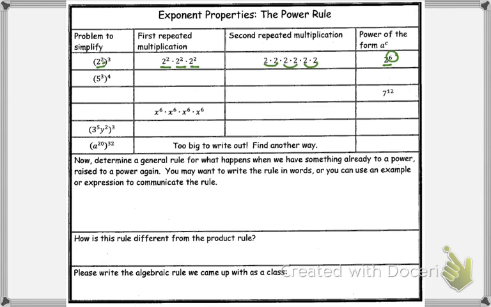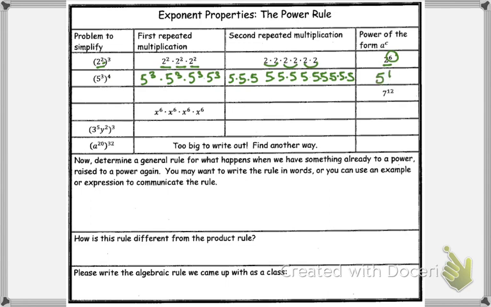So let's try this one. We have 5 to the third power raised 4 times. So 5 to the third power is actually being multiplied by itself 4 times. So we have 5 to the third power times 5 to the third power times 5 to the third power, and then times 5 to the third power. We expand that further. We have 5 times 5 times 5, 5 times 5 times 5, 5 times 5 times 5, and then 5 times 5 times 5. So if we count that all together, we actually have 12 pieces.